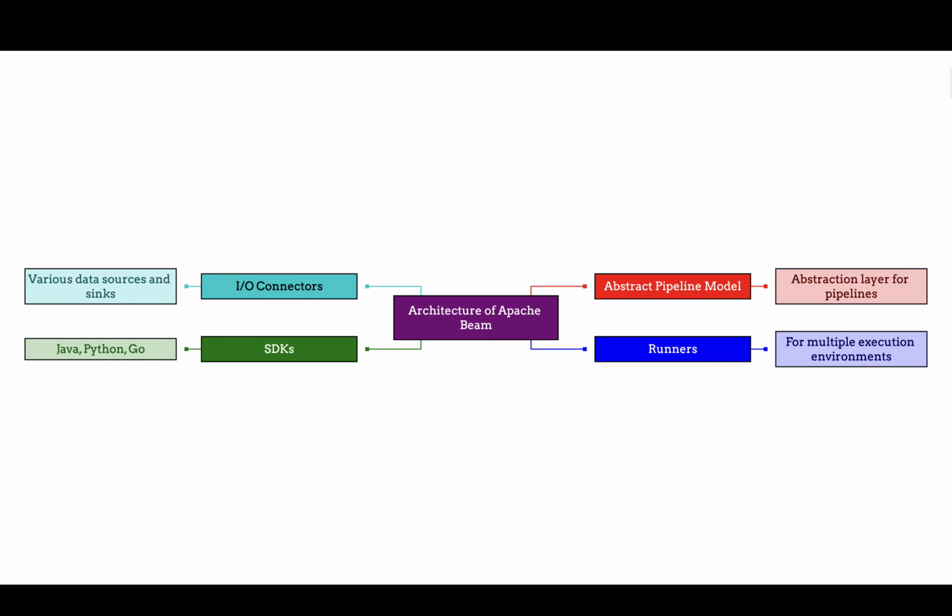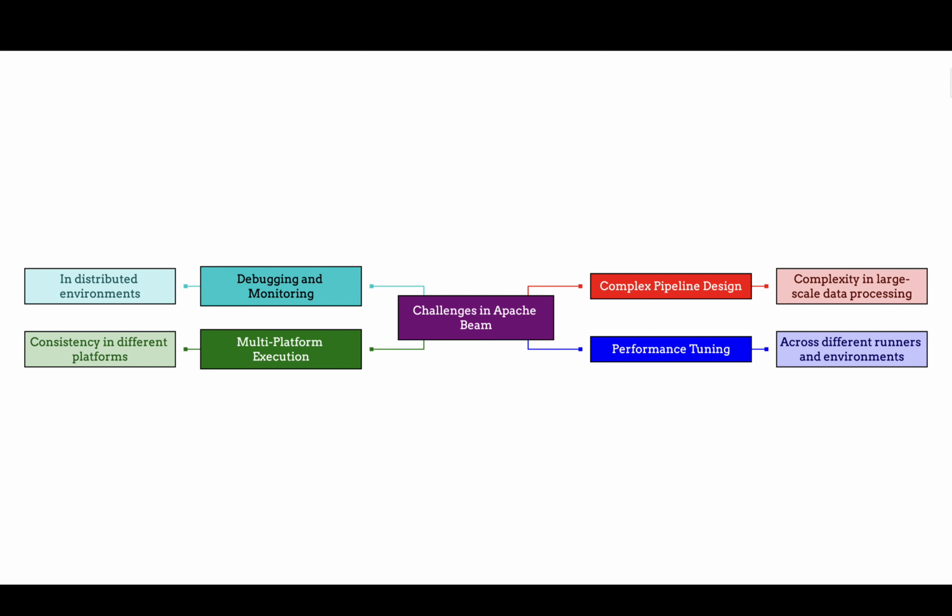Architecture of Apache Beam. 1. Abstract Pipeline Model. Utilizes an abstraction layer for defining data processing pipelines, independent of the underlying execution engine. 2. Runners. Provides runners for different processing engines, enabling the same pipeline to run on multiple execution environments. 3. SDKs. Offers software development kits for developing pipelines in different programming languages. 4. I/O connectors. Includes a variety of I/O connectors for reading from and writing to different data sources and sinks.